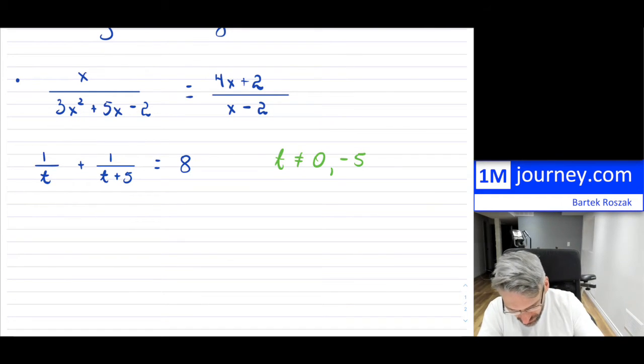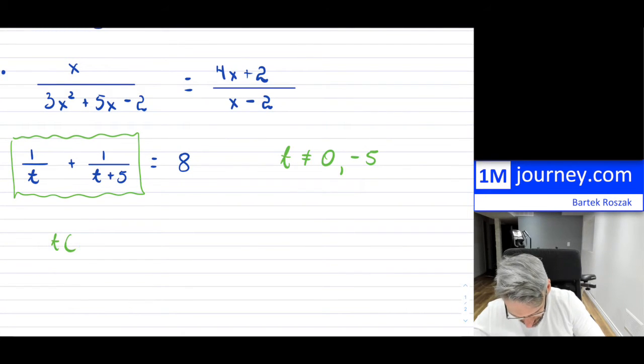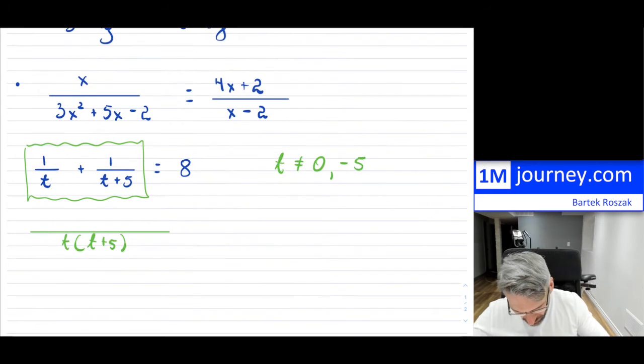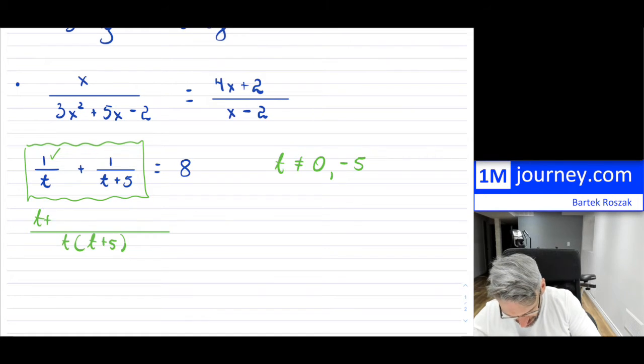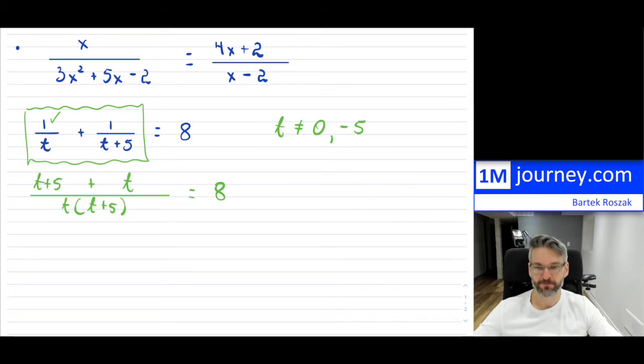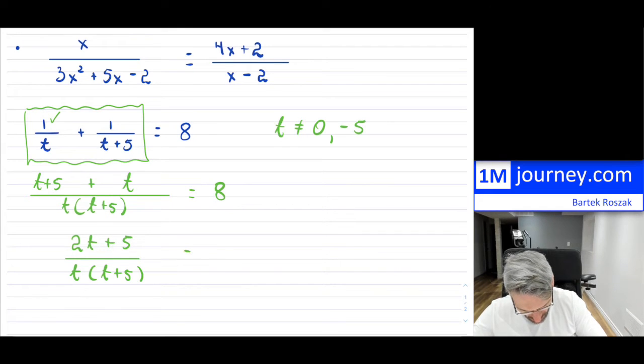So first of all, if I take the left-hand side and find a common denominator, that would be t and t plus 5. In that case, t plus 5 times this 1 is going to be t plus 5, plus t times the 1, which is t, and on the right-hand side I still have 8. Now simplifying, in the numerator I get 2t plus 5, and in the denominator I have t times t plus 5.